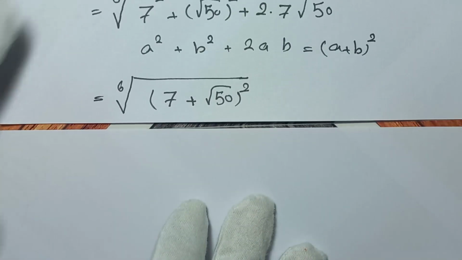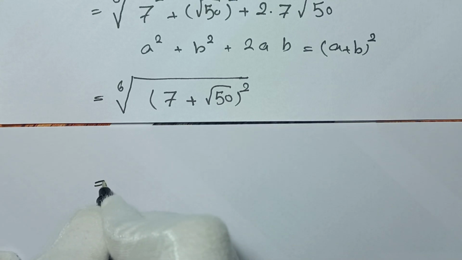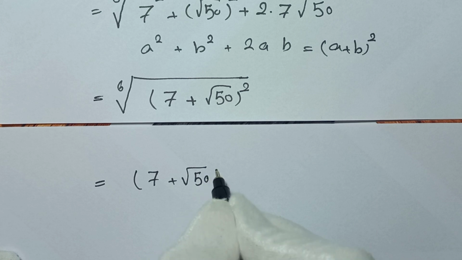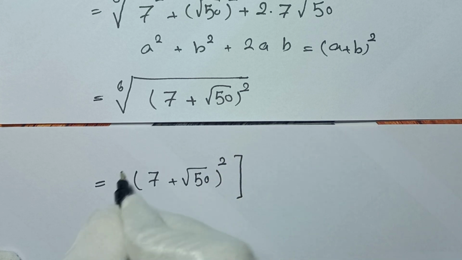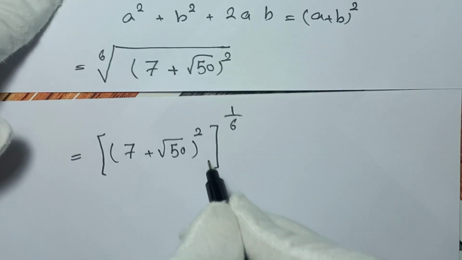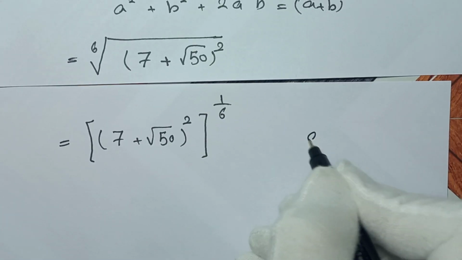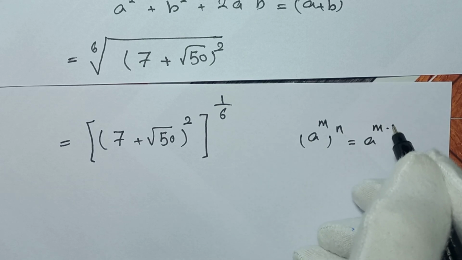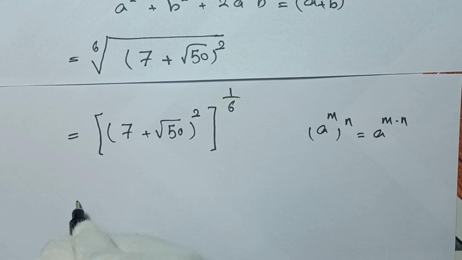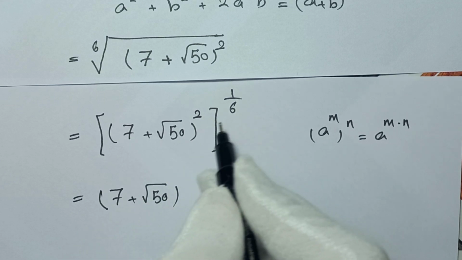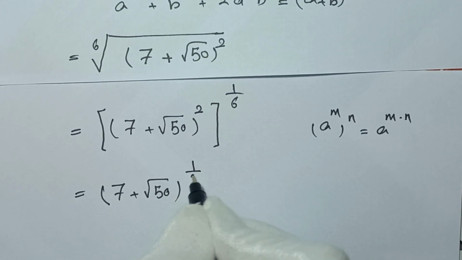And in here we can write this as 7 plus square root of 50 to power of 2 and to power of, in here we can write the 6th root as to power of 1 over 6, right? And from the exponent rule, if we have a to power of m to power of n, this is equal to a to power of m times n. So in here, this is equal to 7 plus square root of 50 to power of 2 times 1 over 6, and it will be 1 over 3, right?